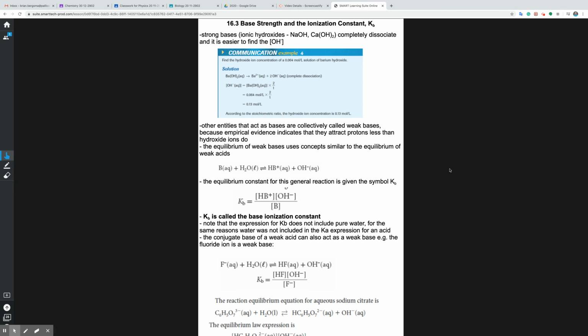Okay, here are your notes on section 16.3. So now we're looking at the base strength or the base ionization constant, which we refer to as Kb.